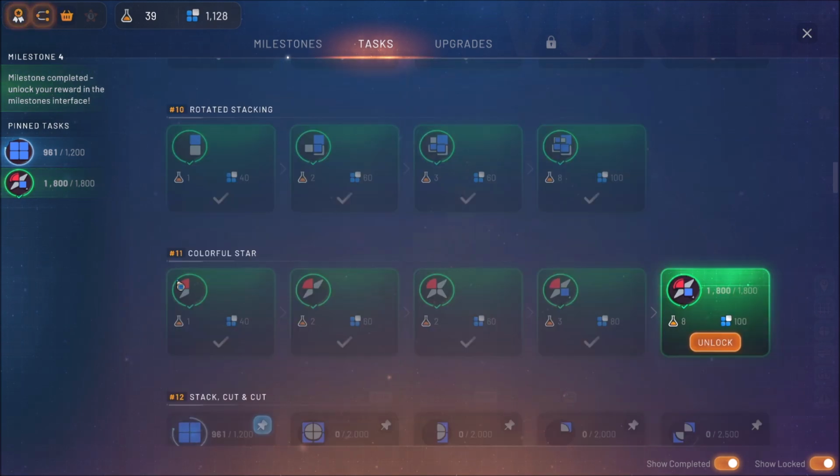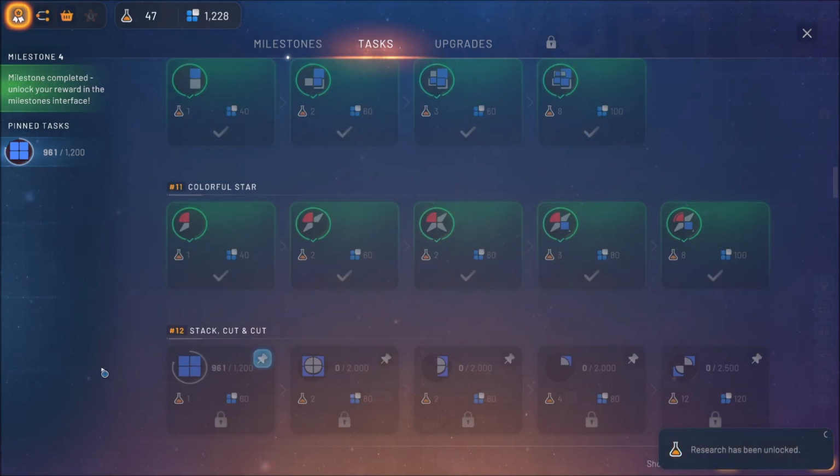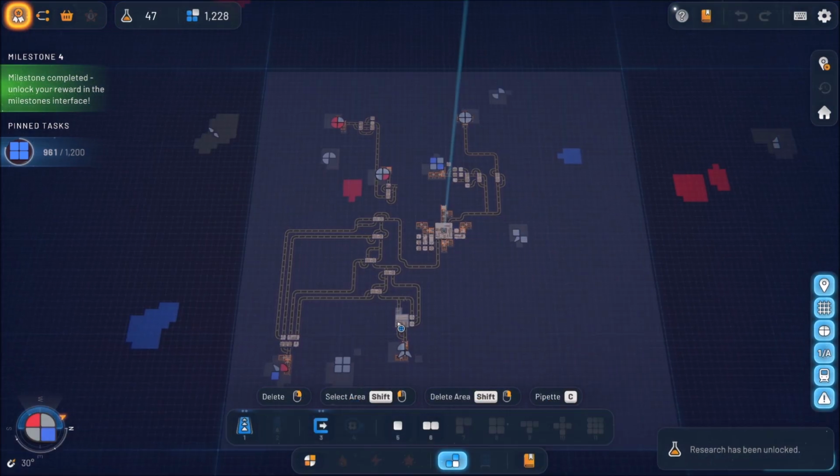Where's one of these little side quests? The colourful star one's from there. Anyway, we're working through stack, cut, and cut, and I'll probably hit the same thing there.